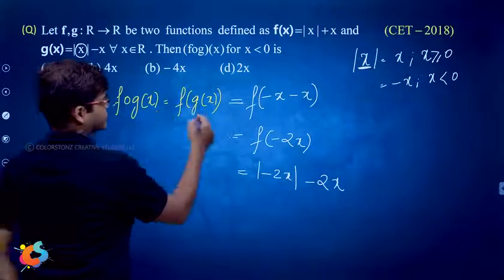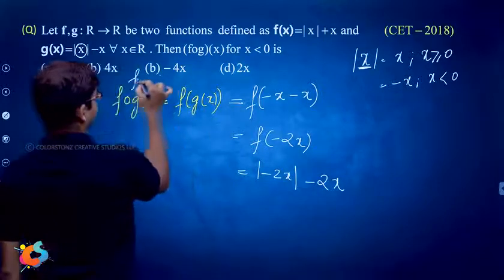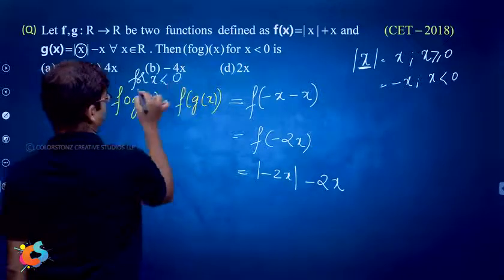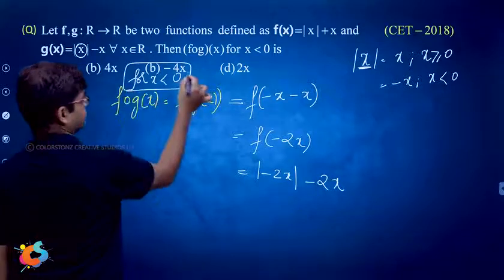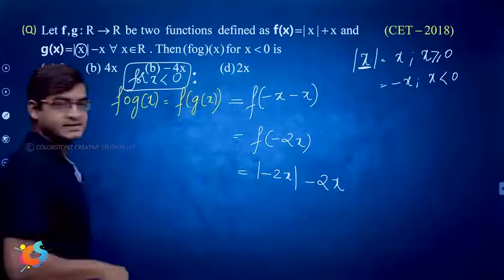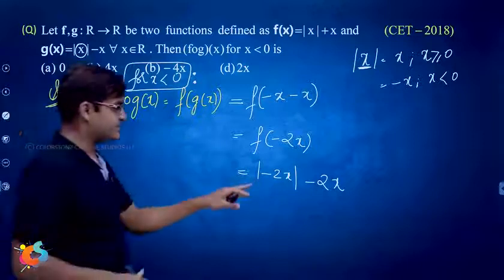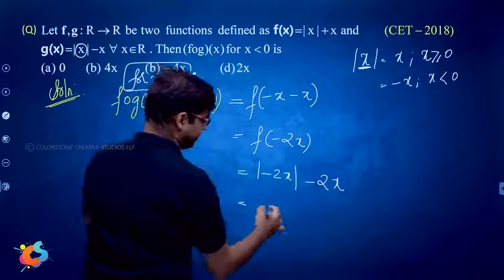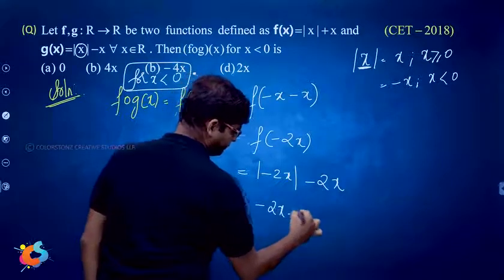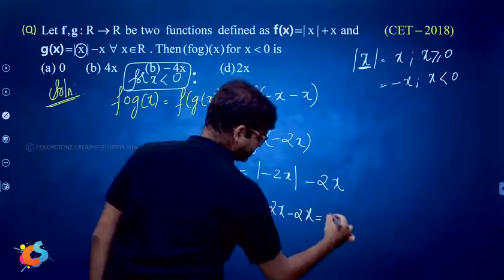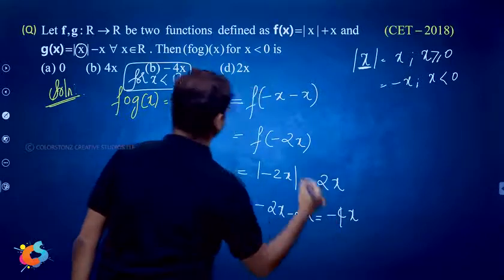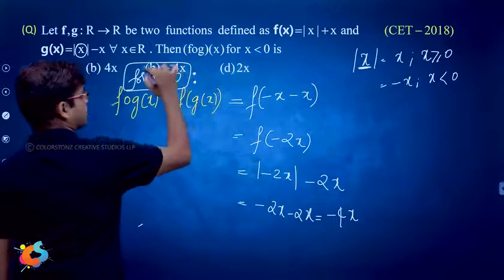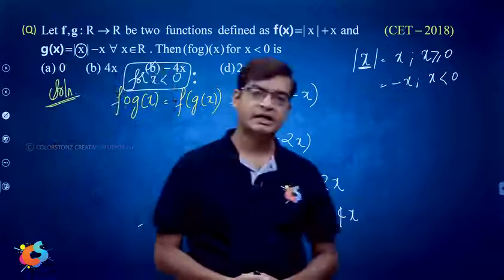F circle g of x for x less than 0, for this we are finding out, okay, for x less than 0. So because x is less than 0, this is positive. So therefore, if this is positive, I can remove the mod and write it like this. So minus 4x, very simple. So option B is our correct answer.